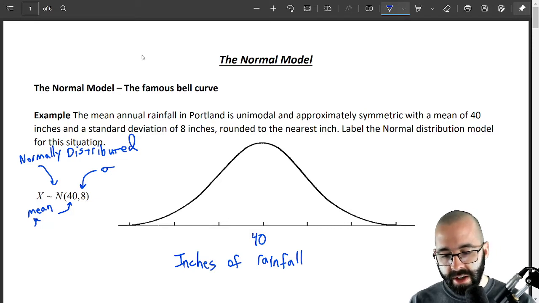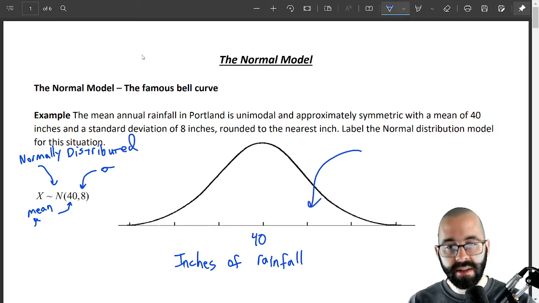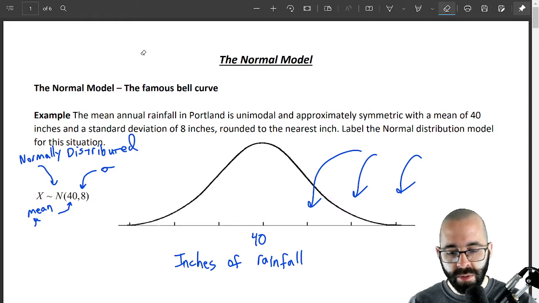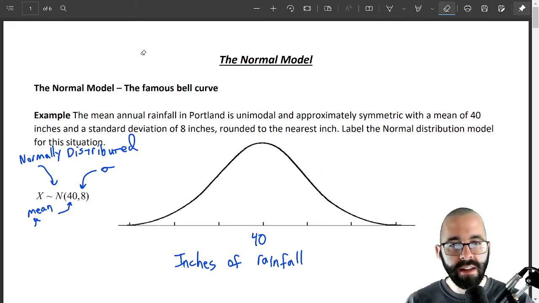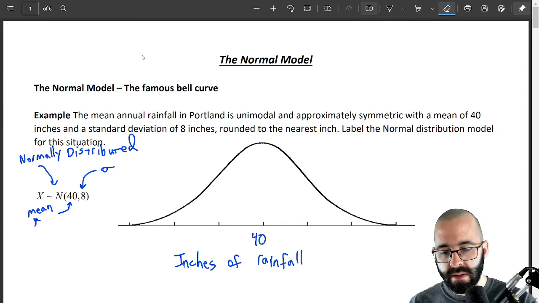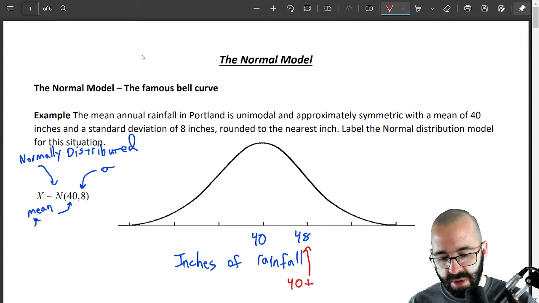So what we're going to do next is say this is 1 standard deviation above the mean. This is 2 standard deviations above the mean, and this is 3 standard deviations above the mean, and we can reuse this graph for anything that's normally distributed. Okay, so this is 1 standard deviation above the mean, that's going to be 48. Again, that's a side note, right? 48, that's 40, which is mu, plus 1 times sigma.